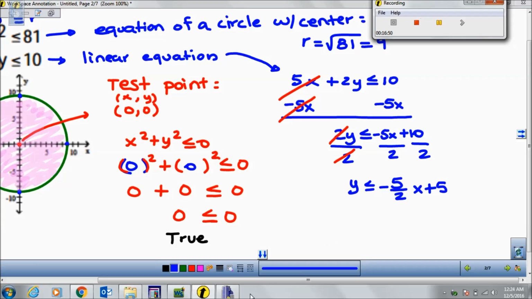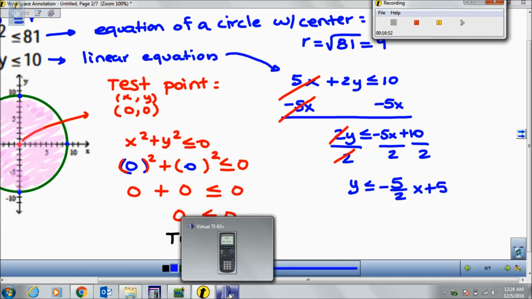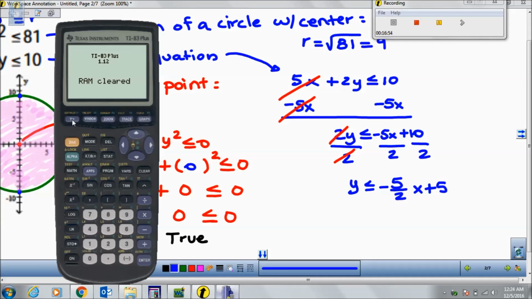So you have two choices. Once you solve for y, you can put it into your calculator, into the y equals. You can put negative 5 divided by 2 x plus 5 and simply get a table of values from here, or you can plug in numbers to the x. I just think it's easier to get the values from here. Faster.